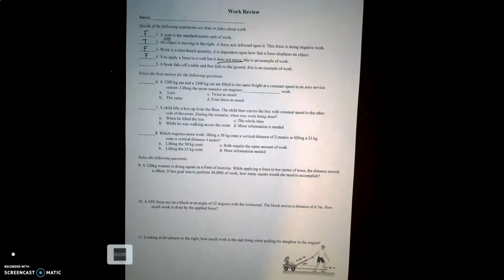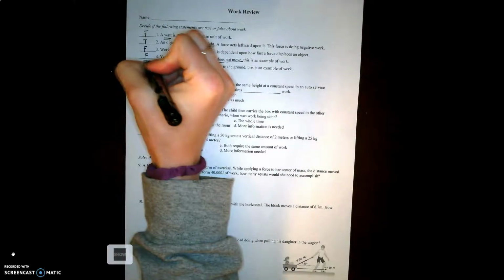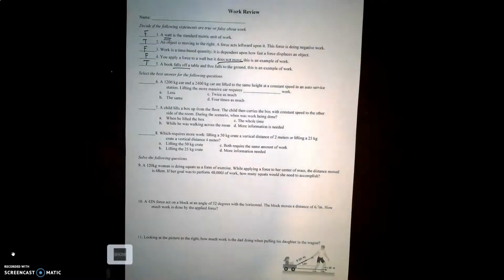Number 5. A book falls off the table and free falls to the ground. This is an example of work. That is going to be true. The book is falling, so there is distance to calculate. And the reason this book is falling is because of gravity. We all know that gravity is a force, so we can use that force times the distance to calculate that work being done. The next section is multiple choice.